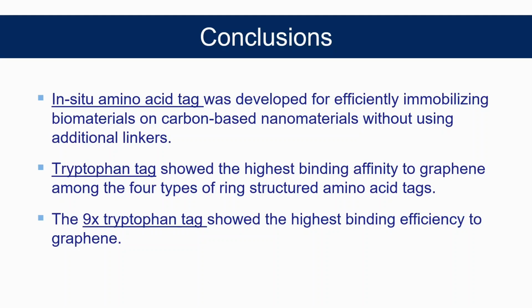So in conclusion, the in situ amino acid tag was developed for efficiently immobilizing biomaterials on carbon-based nanomaterials, even without using any additional linkers. And the tryptophan tag shows the highest binding affinity to graphene among the 4 types of ring-structured amino acids. And 9x tryptophan shows the highest binding affinity and also the highest receptor production efficiency to the graphene.